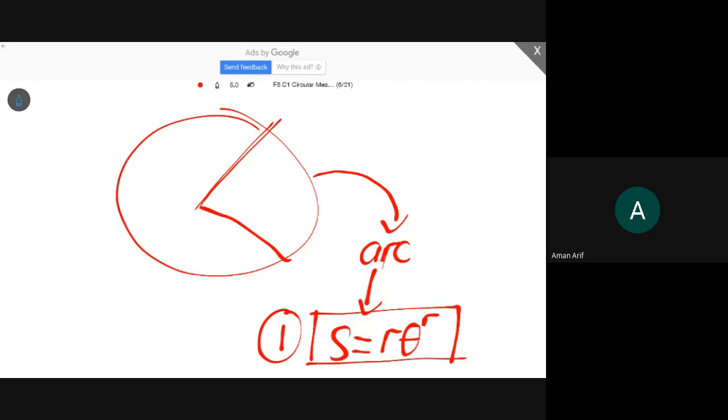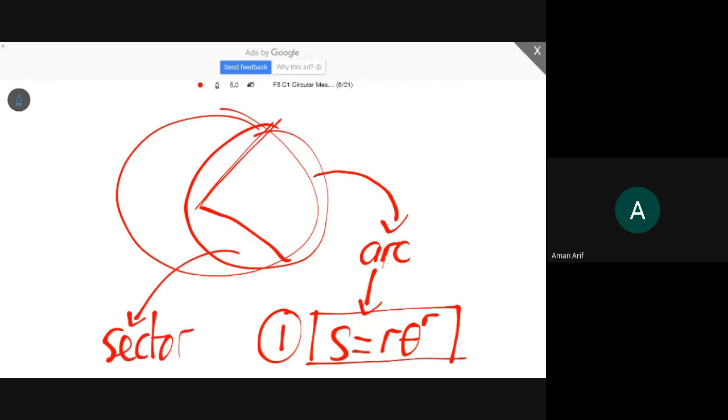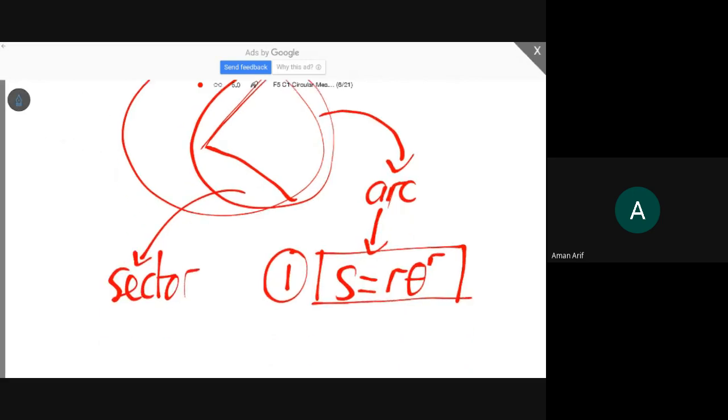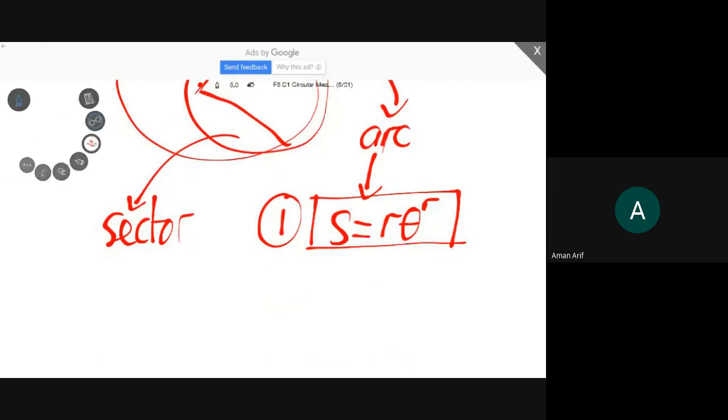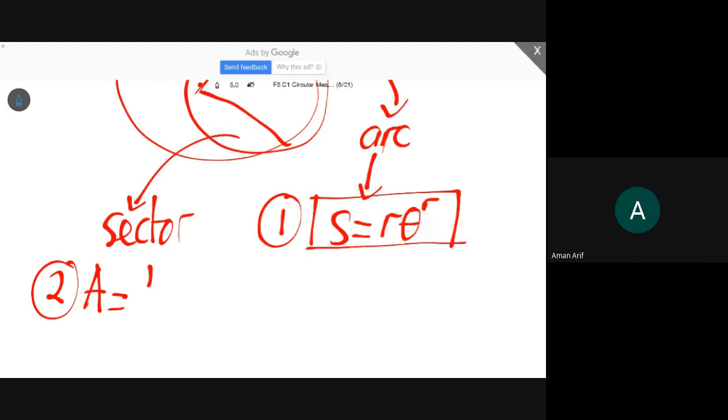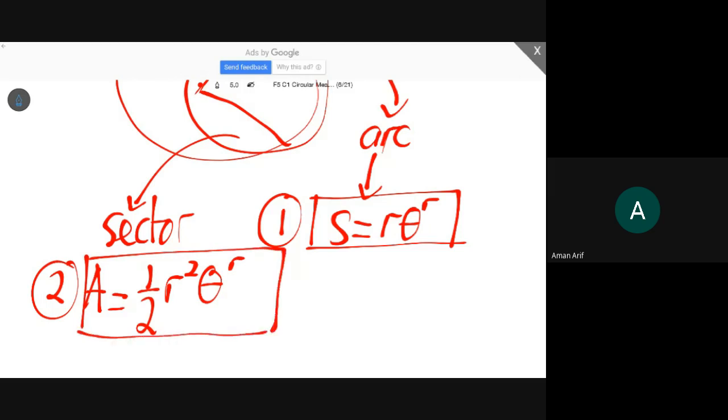Okay? So now, seluruh yang ni, ini adalah sektor. So sektor ada formula. Sektor has a formula of, recall lah guys. Jawab kat diri kamu. Apa jawapan dia? Tanya diri dan jawab kepada diri. You have to respond to yourself because I don't want to ask this question kepada kamu. Kamu dah tahu. But just to recall. A equals half r squared theta radian. Okay, dua formula dah. Sama.